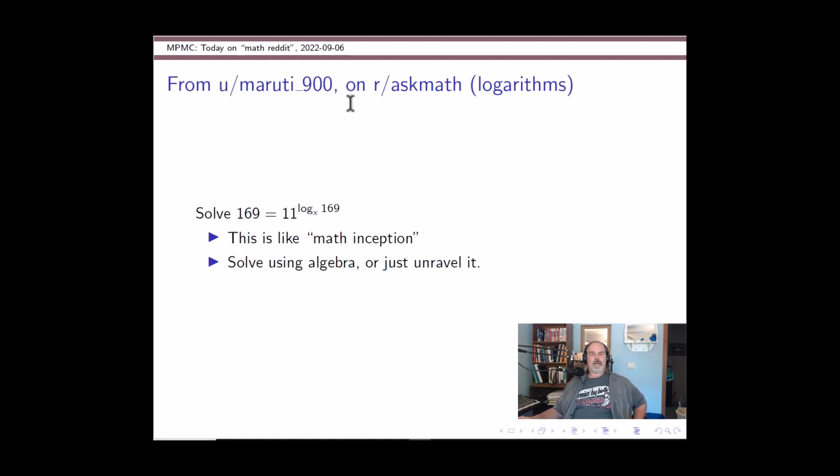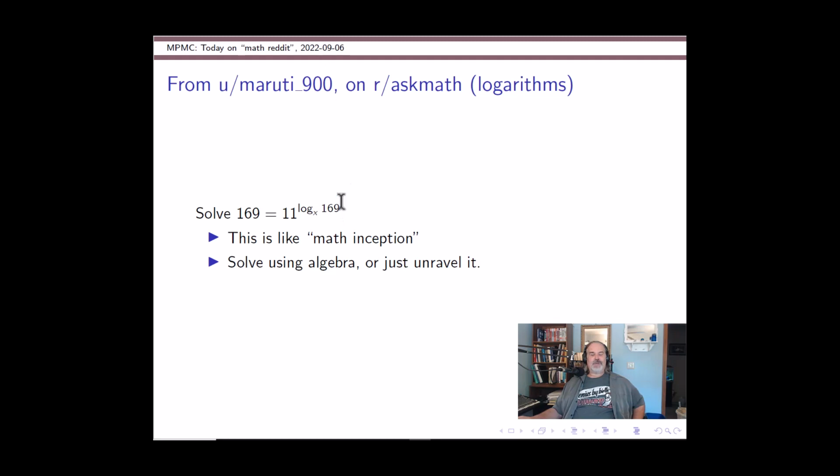Okay, the next problem is about logarithms. This one was kind of fun because it looks terrible, but it's really a brain twister. So the question was to solve the equation 169 equals 11 raised to the log base x of 169, and we're supposed to solve this for x, which looks awful.